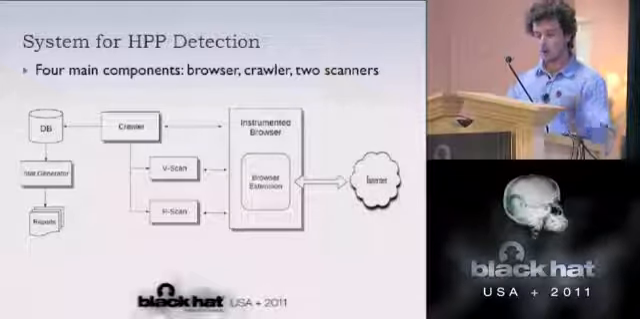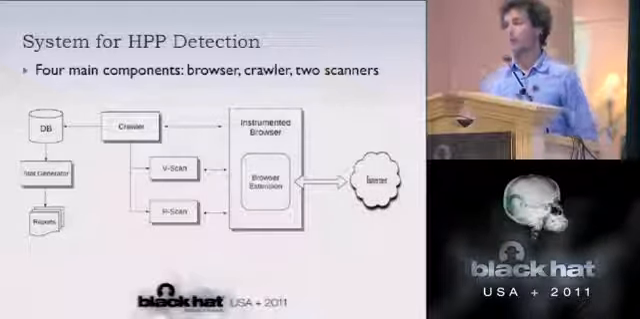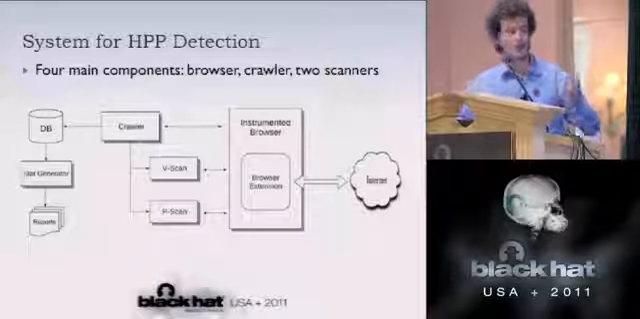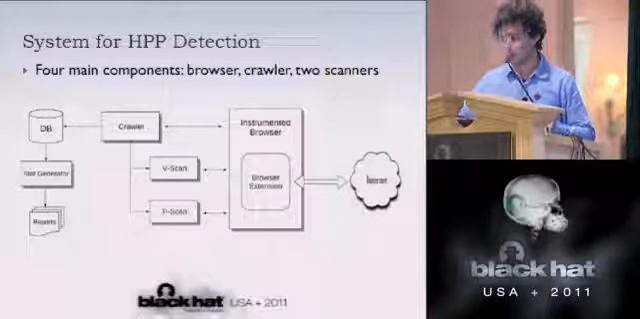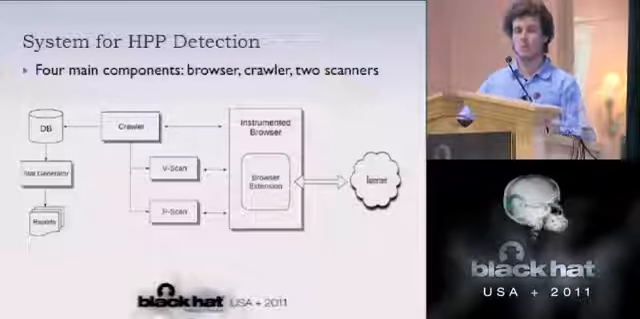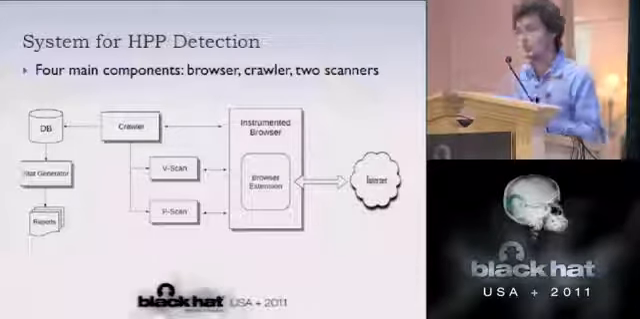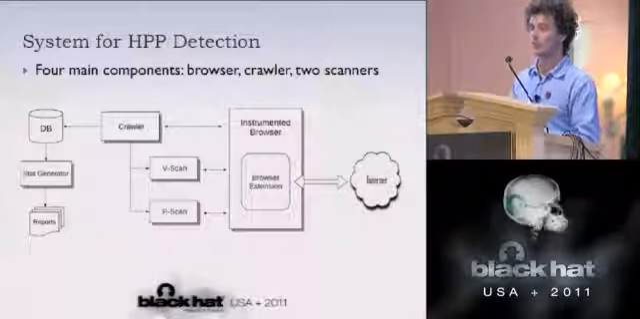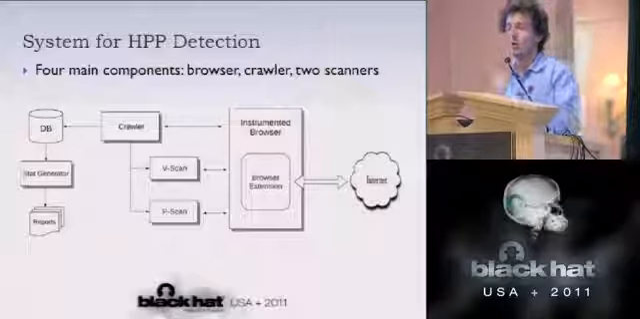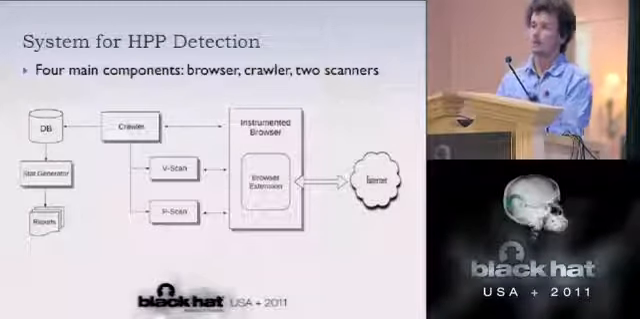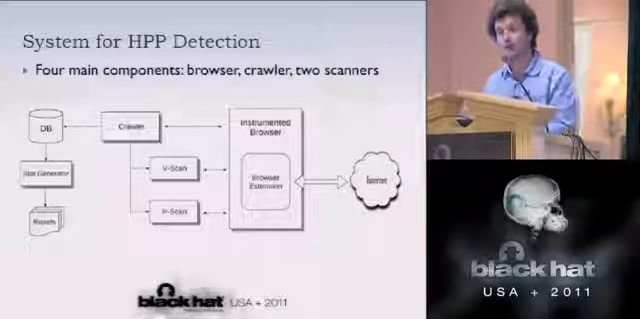One is called vscan. V stands for vulnerability. So it's the component for doing vulnerability scanning, to see if there is actually a vulnerability on the page. And then there is another component called pscan that is for checking the precedence. So this one tells you whether the precedence is on the first parameter or on the second parameter and so on.